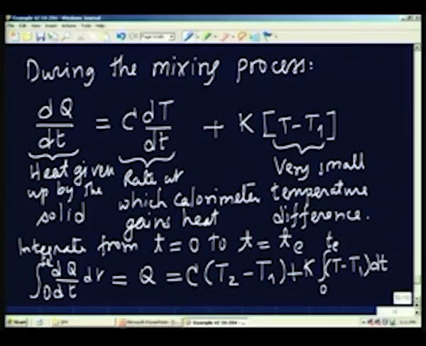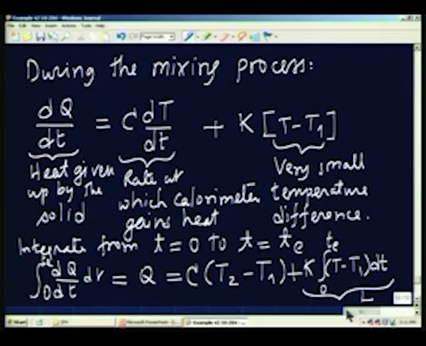Of course, I cannot say anything about this term at the moment. We will come back to this term a little later on, but during the mixing process I have got an equation which says that the heat given up by the solid, equal to Q, is shared between two quantities. One, the heat gained by the calorimeter in going from temperature T1 to temperature T2, plus K times the integral, which is actually nothing but the loss.